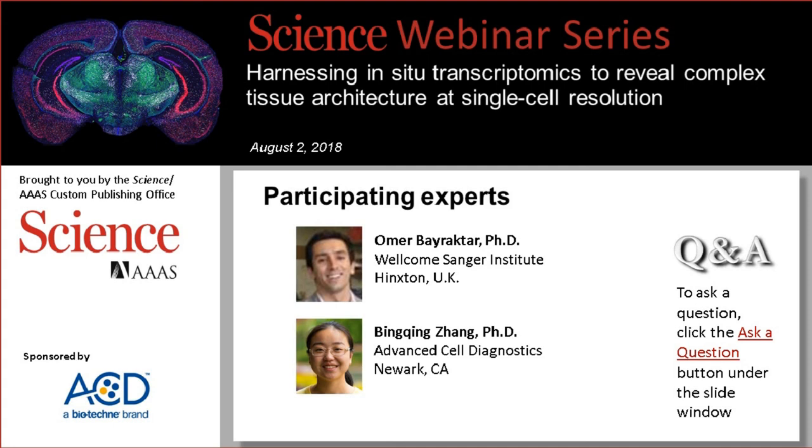Yeah, so RNAscope offers very high sensitivity amplification. Especially with what Omer just talked about, the LS multiplex or our manual V2 assay, we have the addition of the TSA amplification system, which will allow the visualization of very few copy numbers in the cell. So 10 to 100 wouldn't be an issue for us.